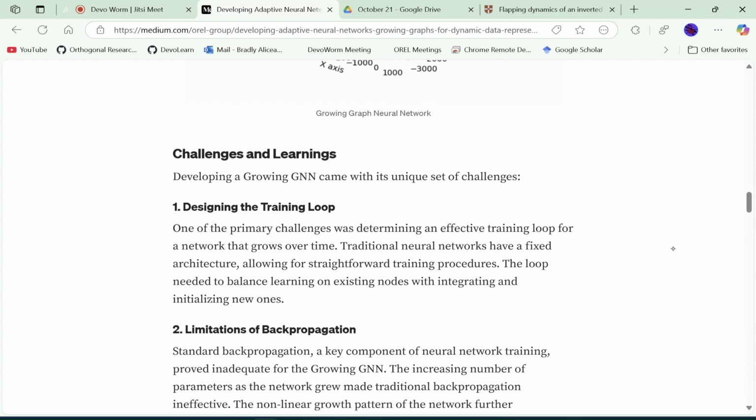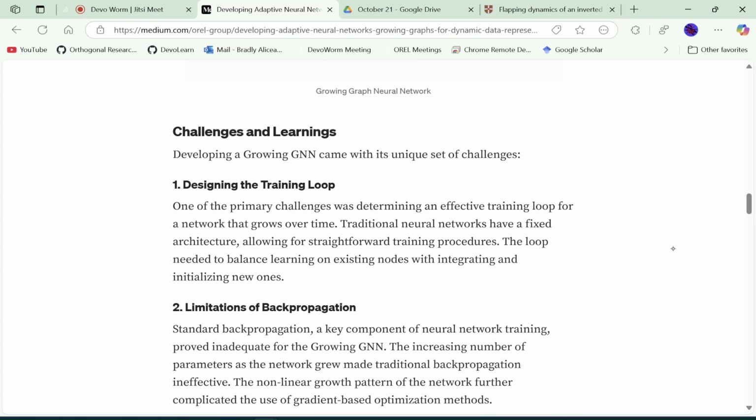So again, challenges and learnings. Growing a GNN came with its unique set of challenges. We wanted to design the training loop, so, determining an effective training loop for the network. In other words, there was some source data that was embryo data, and that was plugged into this algorithm, and then the optimization procedure happened, and then you get this visualization.